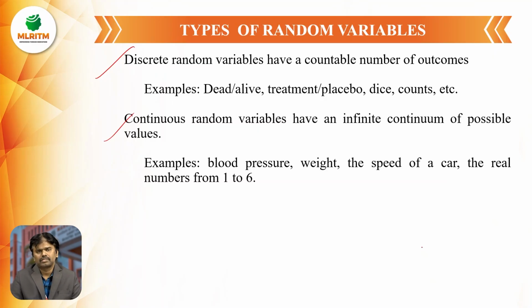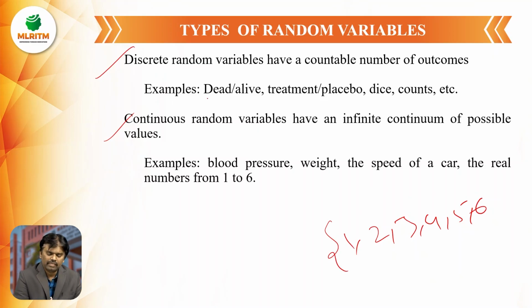A discrete random variable is nothing but one having a countable number of outcomes. It has only a finite number. Suppose a die is rolled. The values are 1, 2, 3, 4, 5, 6. This is a discrete random variable. It has some finite, countable outcomes. Examples are dead or alive, treatment, and dice counts.